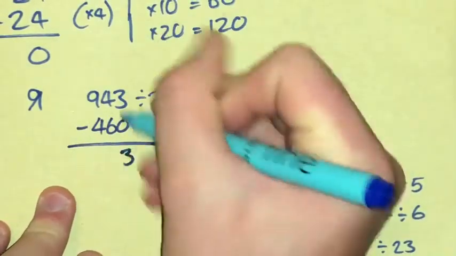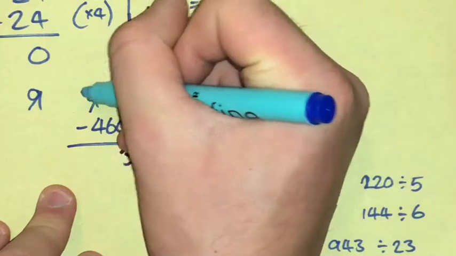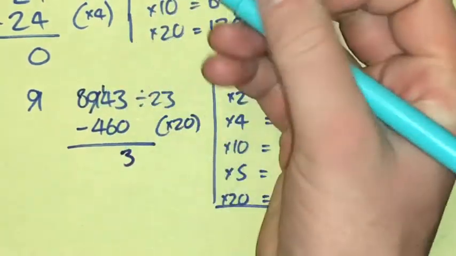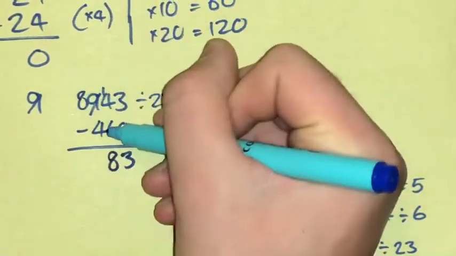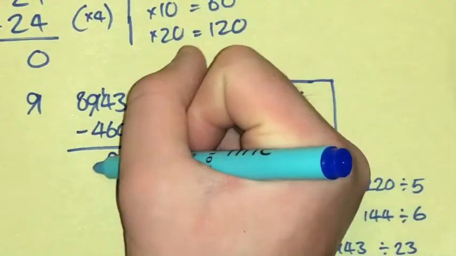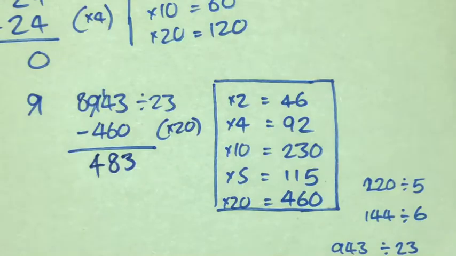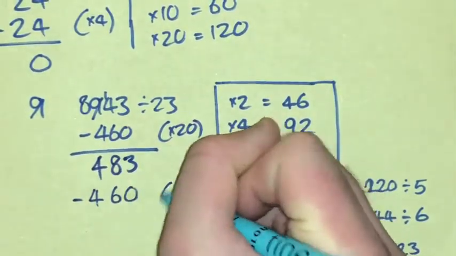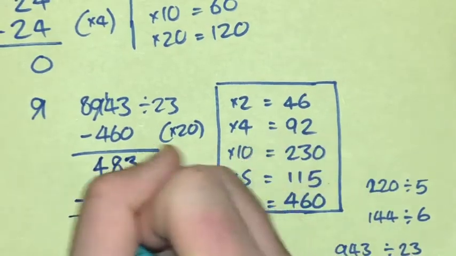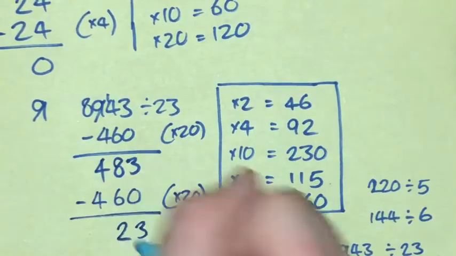3 1s. 4 take away 6 10s, I don't want to be doing, so I'm going to exchange. So 14 take away 6 10s is going to get me to 8 10s. 8 hundreds take away 400s, 483. What can I take away? Well, let's take away another 460, which is 20 lots. And I'm left with 23.